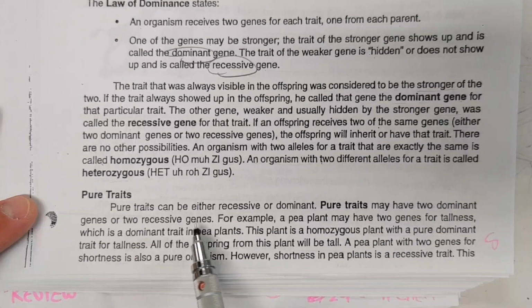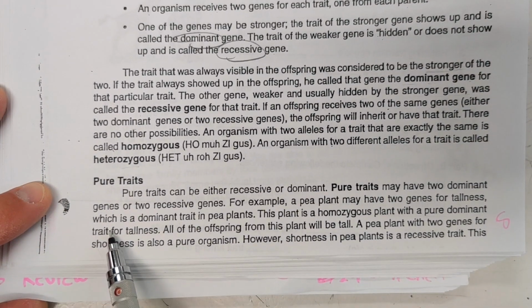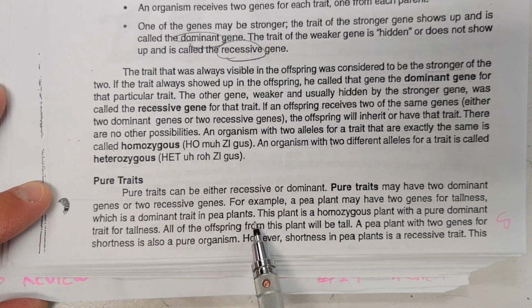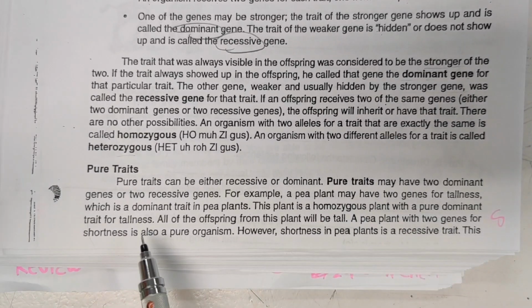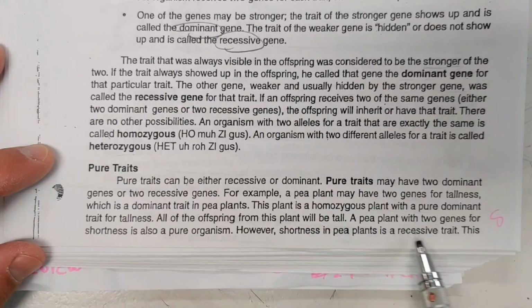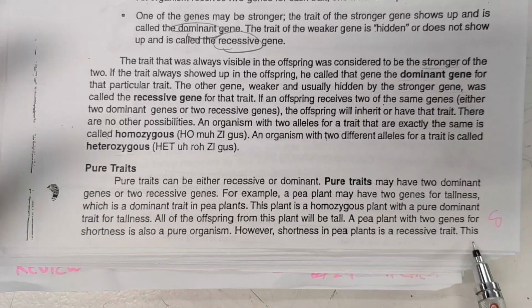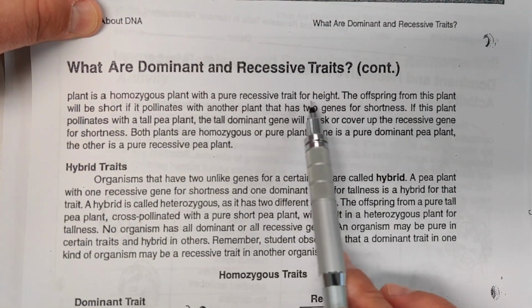Pure traits. Pure traits can either be recessive or dominant. Pure traits may have two dominant genes or two recessive genes. For example, a pea plant may have two genes for tallness, which is a dominant trait in pea plants. This plant is a homozygous plant with a pure dominant trait for tallness. Don't worry, we're going to get into those terms later. All of the offspring from this plant will be tall. A pea plant with two genes for shortness is also pure. However, shortness in pea plants is recessive. This plant is a homozygous plant with a pure recessive trait for height.